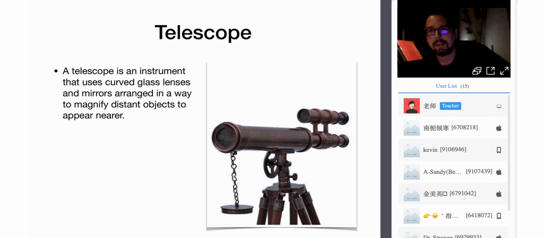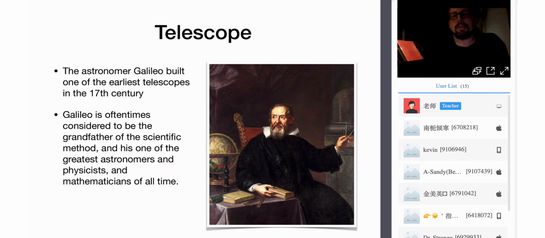Like most of us wear glasses. You take a piece of glass and you curve it, and it magnifies. That's a telescope. The astronomer Galileo. The telescope wasn't invented by Galileo, but he built a telescope, and his model of the telescope is the one that has been modeled after. Galileo is oftentimes considered to be the grandfather of the scientific method.